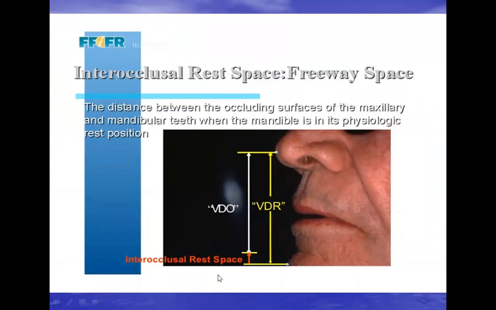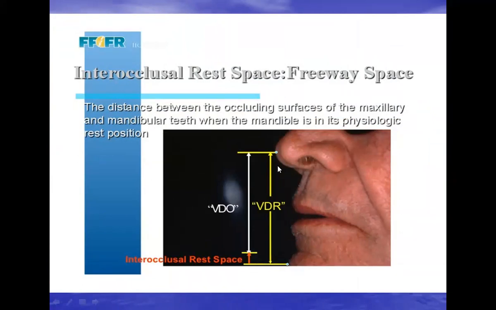See this vertical dimension of rest. Focus on the yellow line. This is your vertical dimension of rest, whatever this reading is. You minus 2 to 4 millimeter, that means bring it up a little from this, okay?